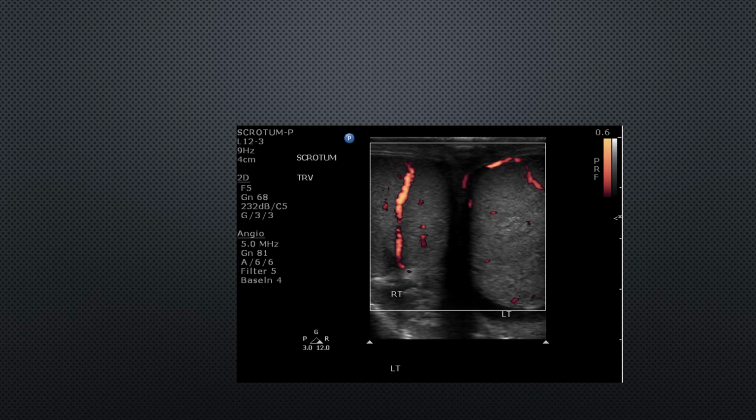This is power Doppler. And as you may notice, there's no direction on this because it doesn't know which direction. It sacrifices the direction information in order to increase sensitivity.